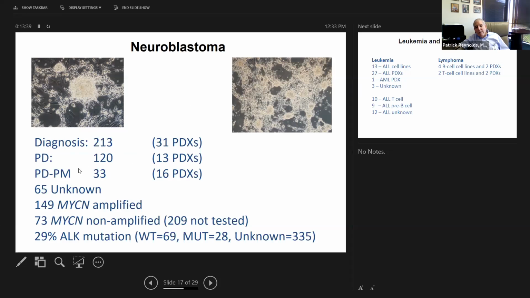149 of the lines, and this is a mixture of PDXs and cell lines, are MYC amplified, 73 are non-amplified. We've got 209 yet to test. 29% of these have ALK mutations. Most of this data is from Yael Mosse, who ran a lot of these. Some of this is from David Wheeler's lab, where we've got 69 that are known to be wild type and 28 are known to be mutant. And then we have yet to test the rest. There's 335 that we will be testing.